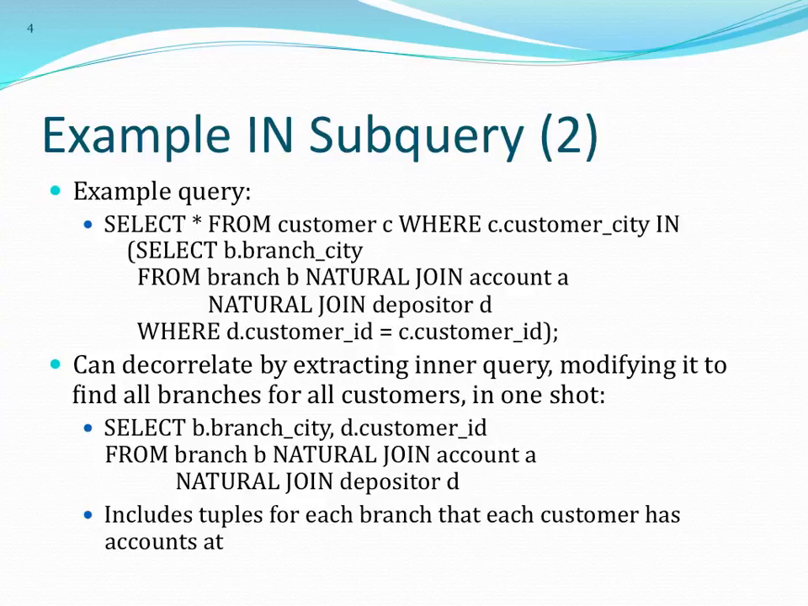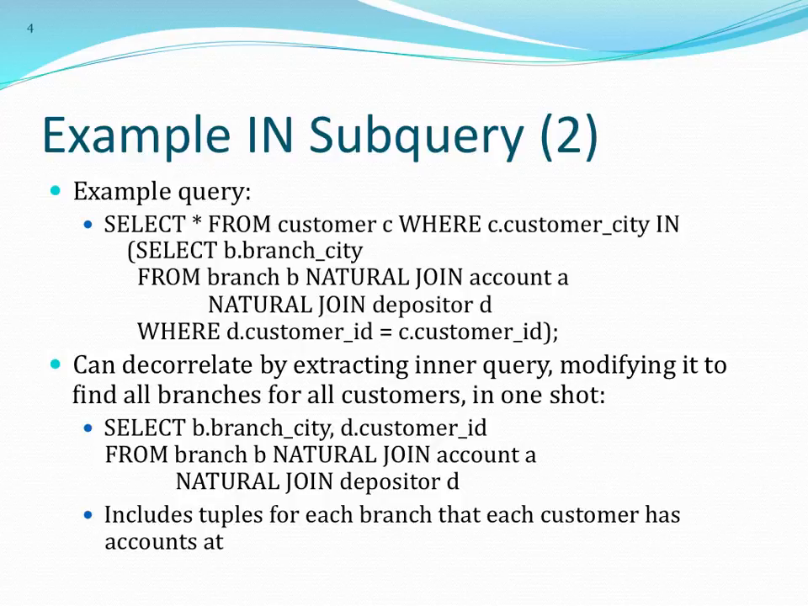Now, what we can notice is that instead of computing each customer's branch cities for that customer, why not figure out the correlation of customers and their branch cities all at once for all the customers in our bank? And so you can see that we've extracted the inner query, and now we just say, tell me customer IDs and branch cities. You can see how mechanical this translation could easily be just based on the correlation predicate that we have here. D.customer ID is C.customer ID. So we go ahead and include D.customer ID so that we can now do some kind of join.